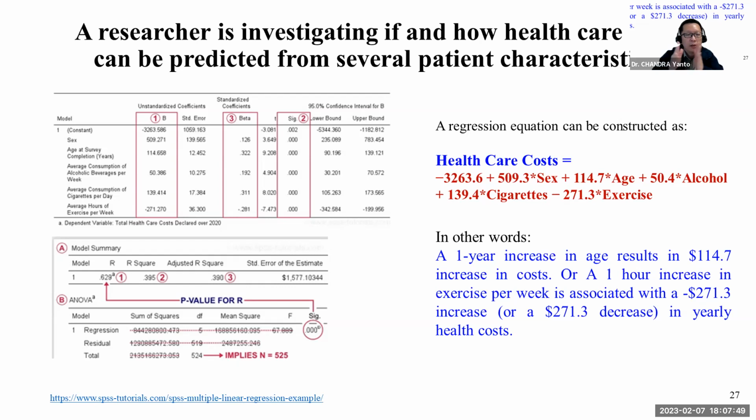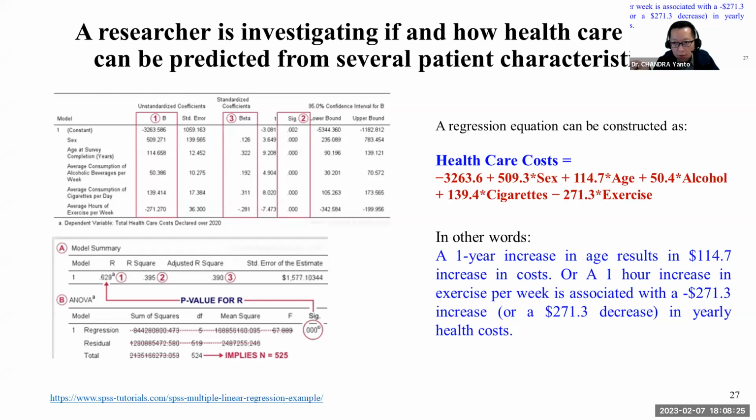So you can write the dependent variable, healthcare costs, equals the intercept, or the constant, which is minus 3263, plus 509.27 multiplied by sex, right? And then 114.61 multiplied by age, right? And then 50.4 multiplied by alcohol consumption, plus 139.4 multiplied by cigarette consumption, and minus 271.27 multiplied by exercise.